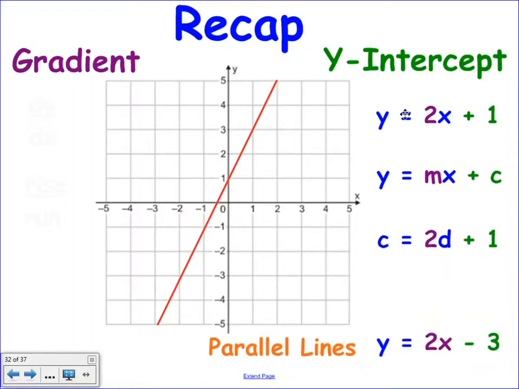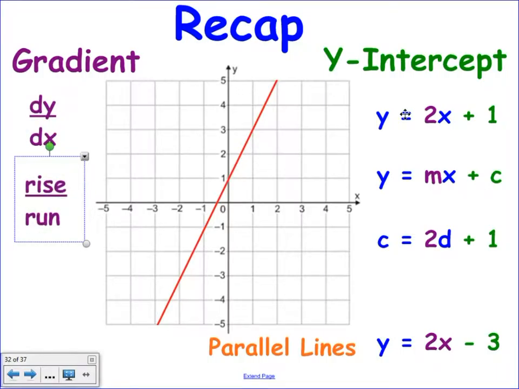At the end of the day, parallel lines have the same gradient but different y-intercepts. So the gradient is still 2, but the y-intercept has changed. That's parallel. That's parallel lines. Parallel lines have the same gradient, so the gradient here is 2. The y-intercept is different, therefore it will draw parallel lines. Okay? Don't forget the gradient is the difference in the y divided by the difference in the x, or if you want to put it in layman's terms, it's the rise divided by the run.